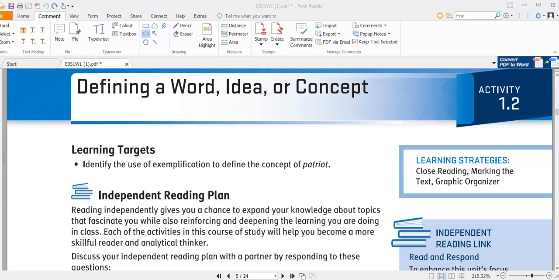Today I'm going to go over English 3 Semester 1, Week 1, Activity 1.2, defining a word, idea, or concept. Our learning target is to identify the use of exemplification to define the concept of patriot. Exemplification, the word basically means using examples, so it's when you use examples to define a word. Over here, it shows our learning strategies to be close reading, marking the text, and graphic organizer.